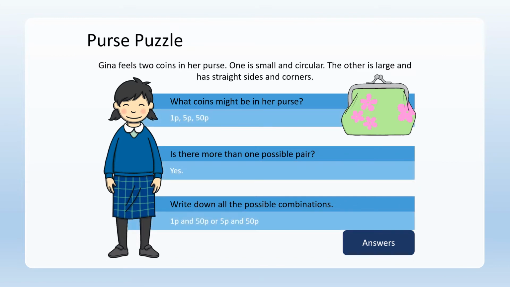Here are the answers. So she could have a 1p, a 5p and a 50p, which means there is more than one possible pair. She could have a 1p with the 50p, or she could have a 5p with the 50p. How did you get on?